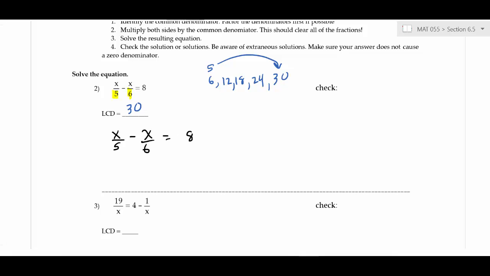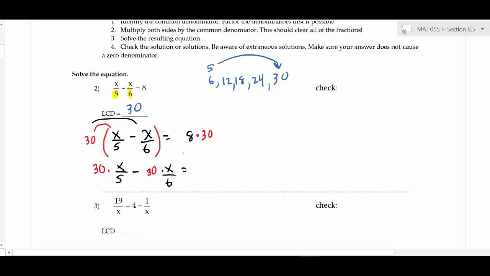Now we're going to multiply the left side by 30, and we're going to multiply the right side by 30. What that's going to do is wipe out the fractions, and then we should have a simple equation to solve. Okay? And let's write the step. We're doing a distributive property, so you're going to do 30 times x over 5 minus 30 times x over 6. I think it's important to write that step until you get to where you can do that in your head, okay, equals 240. Like that. That's a distributive property, okay?